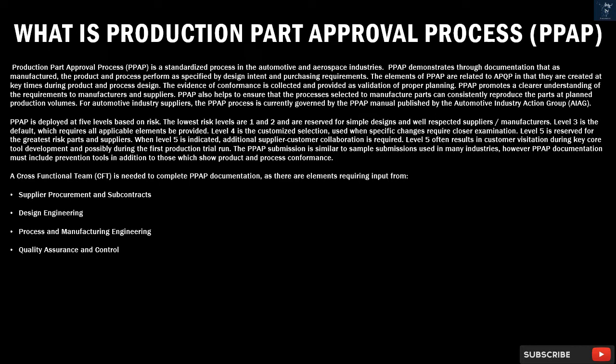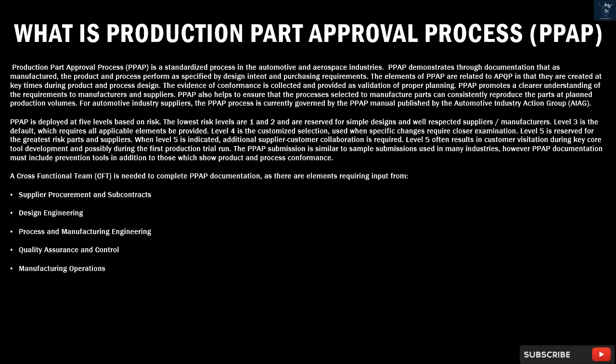Action Group (AIAG). PPAP is deployed at 5 levels based on risk. The lowest risk levels are 1 and 2 and are reserved for simple designs and well-respected supplier manufacturers. Level 3 is the default, which requires all applicable elements be provided. Level 4 is the customized selection, used when specific changes require closer examination. Level 5 is reserved for the greatest risk parts and suppliers.